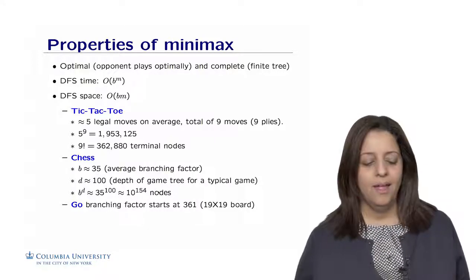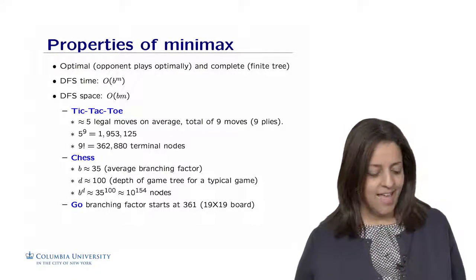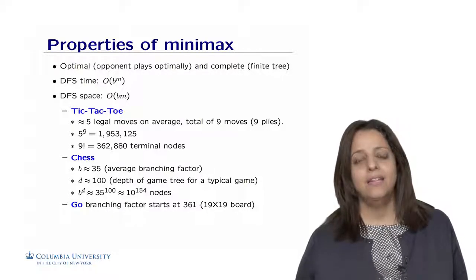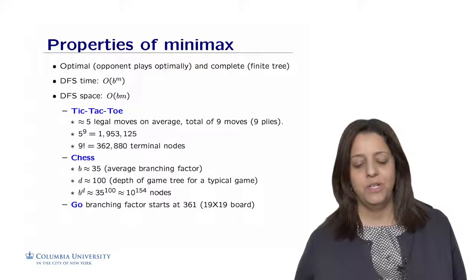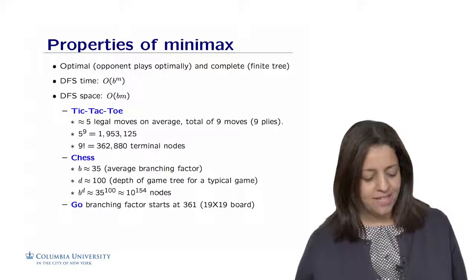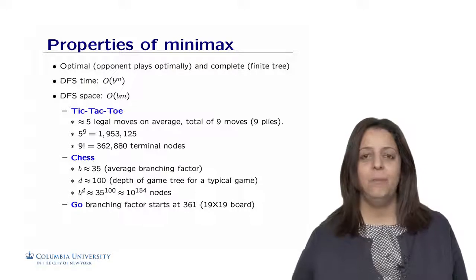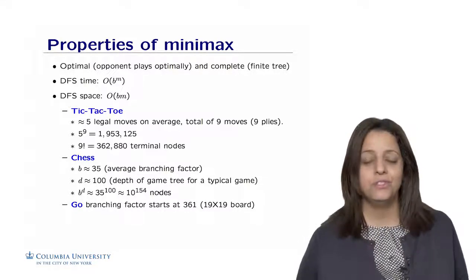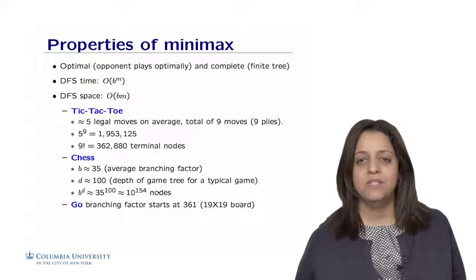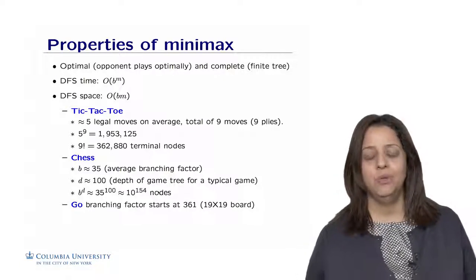So tic-tac-toe is an easy game for AI, as compared to chess, which has an average branching factor of 35. Typically, games in chess reach 100 plies, which means we have b to the d, which is 10 to the 154 nodes, representing its time complexity to explore the full search space. This is pretty much impossible. That's why many heuristics were designed in order to search chess without having to go all the way to a depth of 100.